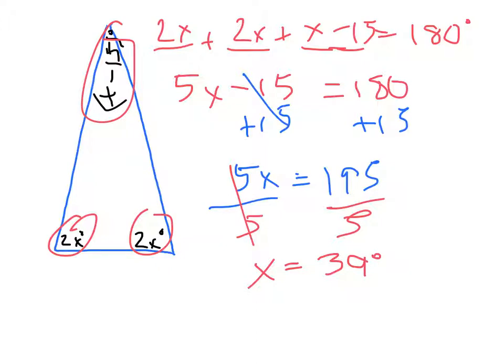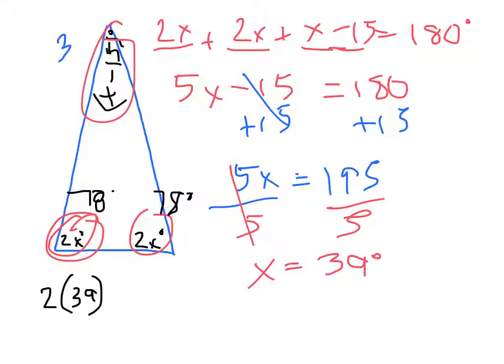Now go ahead and plug those into your angles so you can figure out what they are. Okay, so plug in 39 for the x, so you get 2 times 39, and you get 78 degrees. If that one's 78, then automatically this one's 78. Now I'm going to take my 39 and plug it in up here for x. So 39 minus 15, and you get 24 degrees.